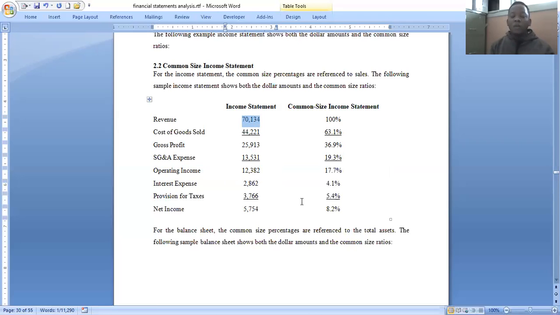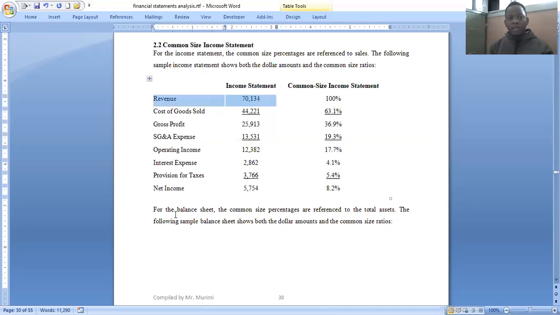So the common size income statement basically expresses each item in the income statement as a percentage of sales revenue, with sales revenue as the base item. So that is the income statement.